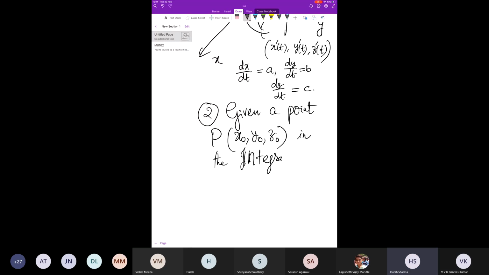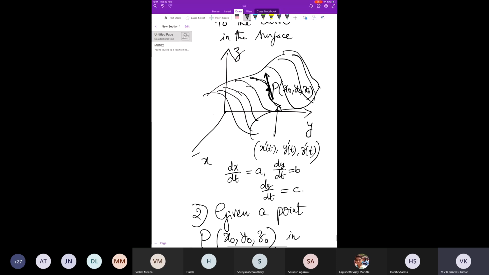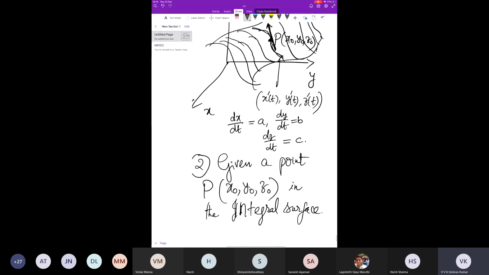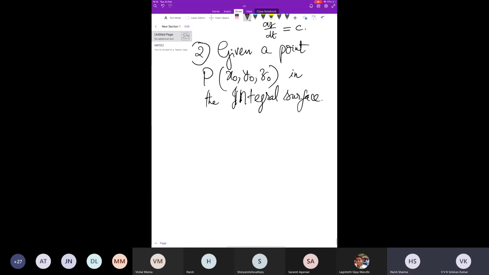Sir, excuse me. Shouldn't x', y', z' be proportional to a, b, c, not equal? Yes, they are collinear. This tangent vector and that tangent vector are collinear, right? Yes, sir. I should not confuse it with the other thing, the characteristic curve.